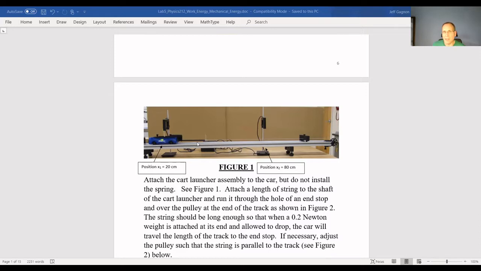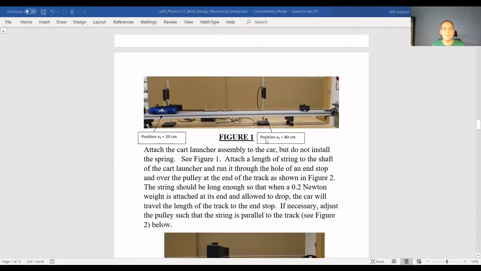It's going to accelerate down the track. It's just a horizontal track now. And it's going to undergo a displacement of 0.6 meters, right? So it's going from 20 centimeters to 80 centimeters. That's 60 centimeters, which is 0.6 meters. And ultimately, what we want to do is calculate the work done by the net force as it undergoes that displacement of 0.6 meters.